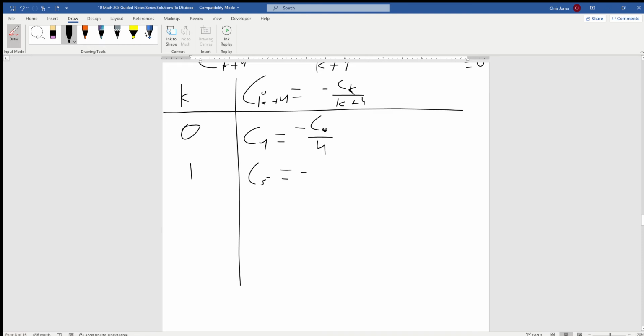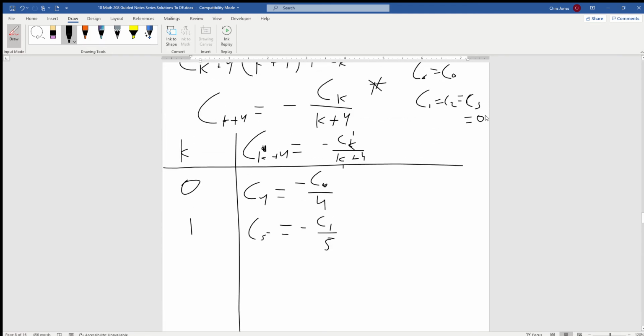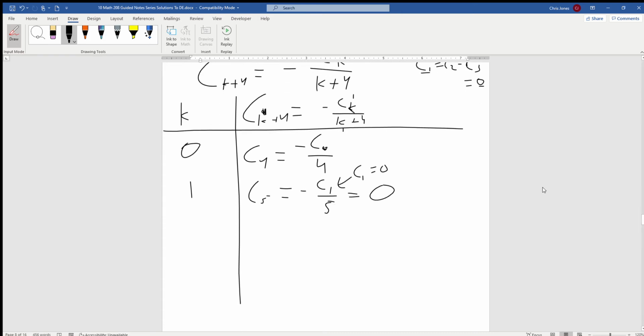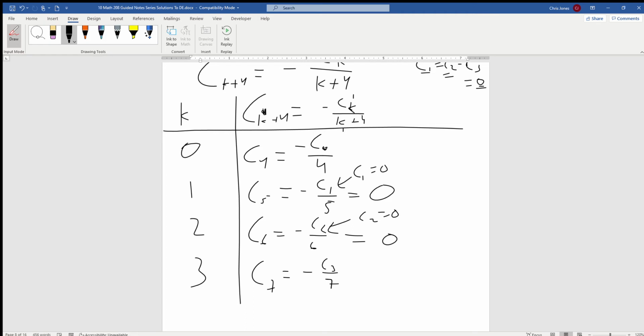C5, that's going to be the opposite of C1, because again, now what we're doing is we're plugging 1 in for k, divided by 5. But remember we said that C1 was equal to 0. We found that earlier when we were solving, we broke off all those terms. So right here, since C1 is equal to 0, that means that C5 is going to be 0. When k is 2, C6 equals the opposite of C2 over 6. Similar to previous, we know that C2 is equal to 0. Remember we found that up here. So that means that this is going to be equal to 0. And then, not surprisingly, C7, which is the opposite of C3 over 7. Remember we said that C3 was equal to 0. So this is 0 as well.